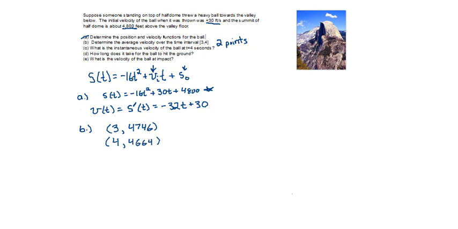4,664. And so all we have to do to find the average velocity is find the slope between these 2 points, subtract the y's, subtract the x's. I'll let you do that. That's not too hard to do.